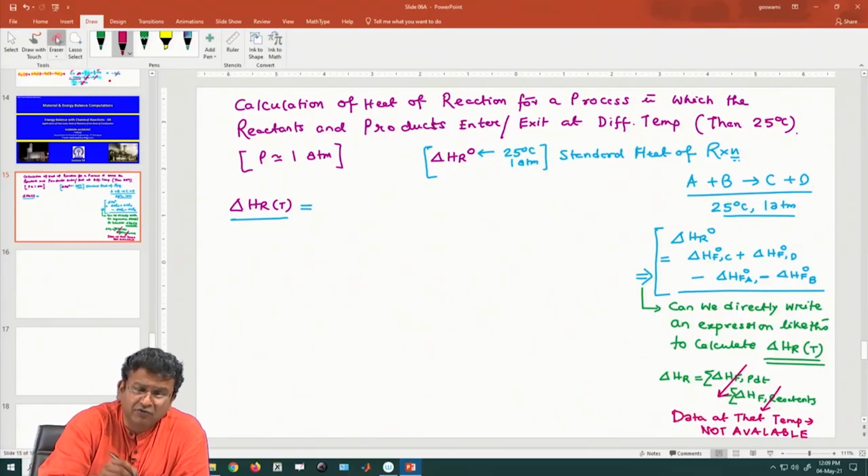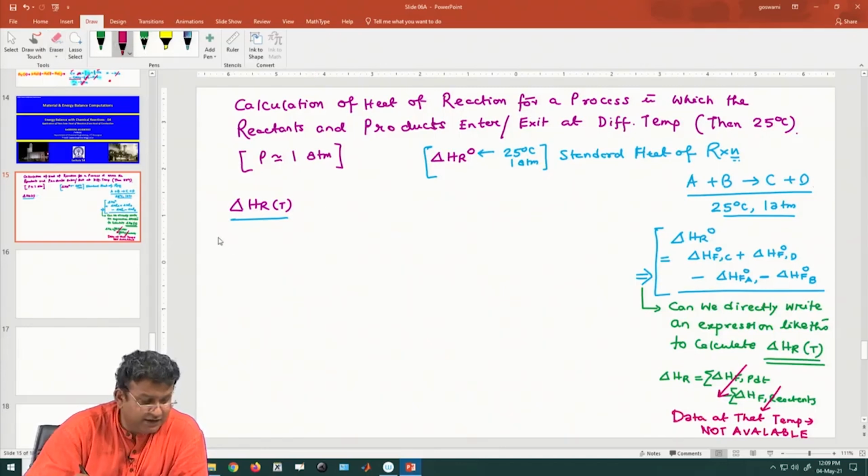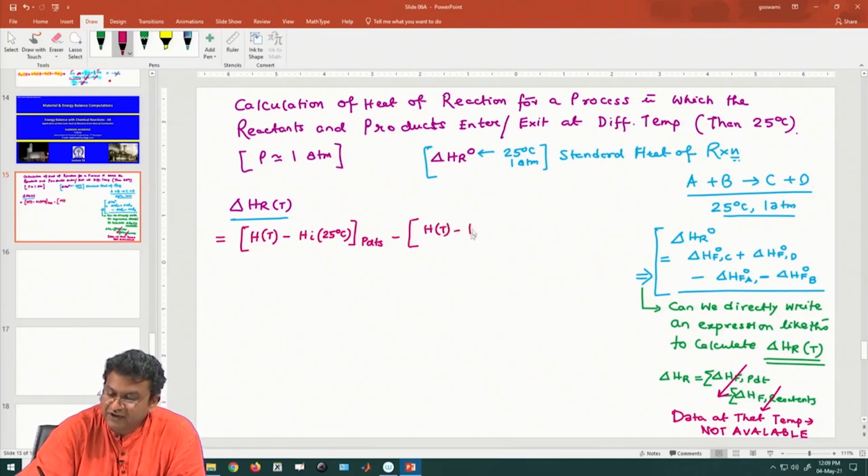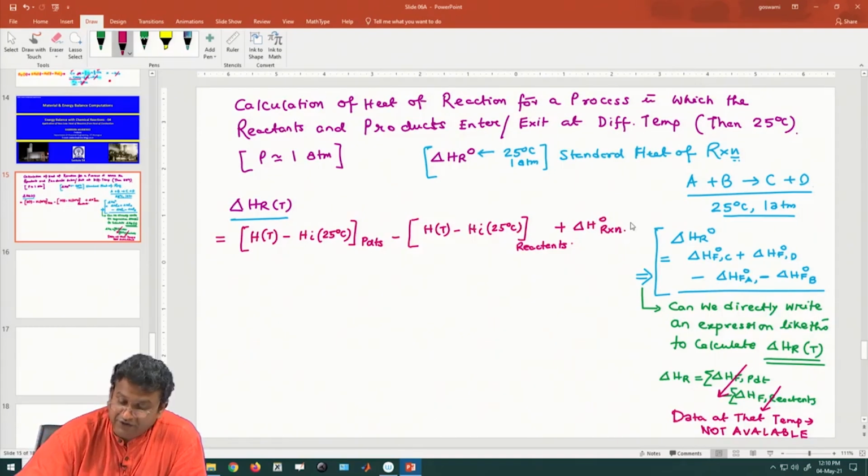So, your expression for heat of reaction at any particular temperature now reduces to the enthalpy of the products at 25 degree centigrade, minus the enthalpy change, so this is the enthalpy change actually, plus the standard heat of reaction, which you can calculate at 25 degree centigrade.